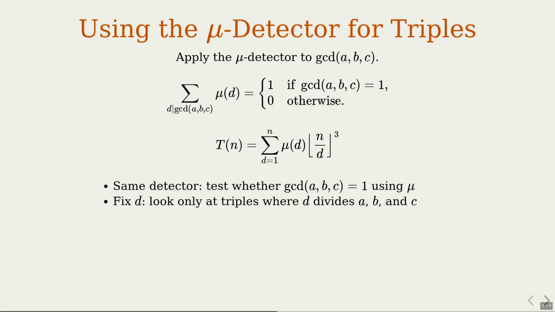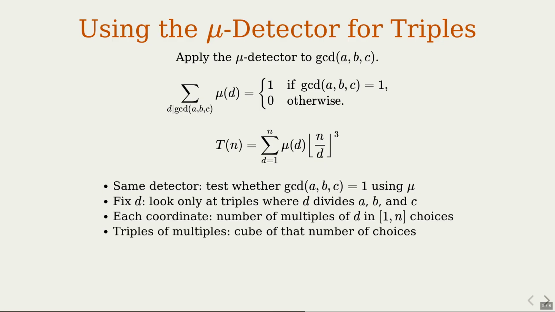We just point the detector at three numbers instead of two. For each possible common divisor d, we group together all triples where every entry is a multiple of d. Along one axis, that just means we count how many times d fits into the range from 1 up to n. Right, and because the three coordinates are independent, the total number of triples of multiples is that count raised to the third power. Finally, we let mu of d decide the sign and add these blocks up over all d to produce the exact value of T of n.